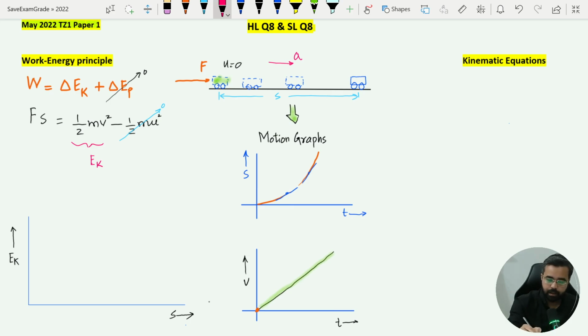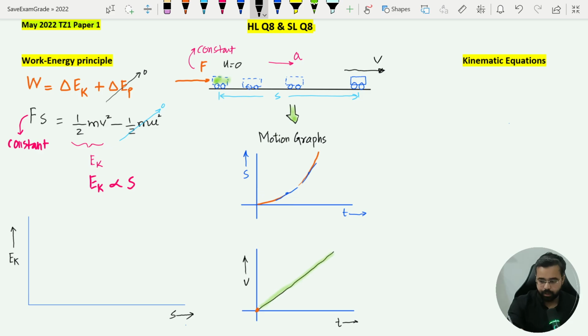And in the start, as I said, it is a constant force, which means that acceleration is also constant. So this force is constant, which means that we can write now the kinetic energy is directly proportional to displacement. The more the displacement increases, the more speed it will gain in this direction. That's why the graph should be a straight line like this.